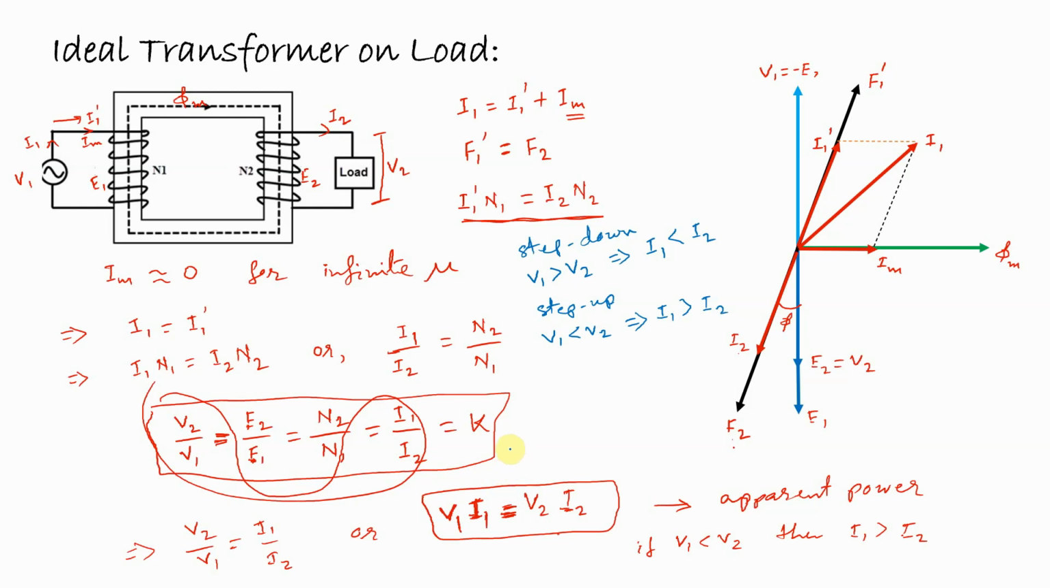So we can say the volt ampere in the primary is equal to the volt ampere in the secondary. So the apparent power in the primary side is equal to the apparent power of the secondary side. That's all.